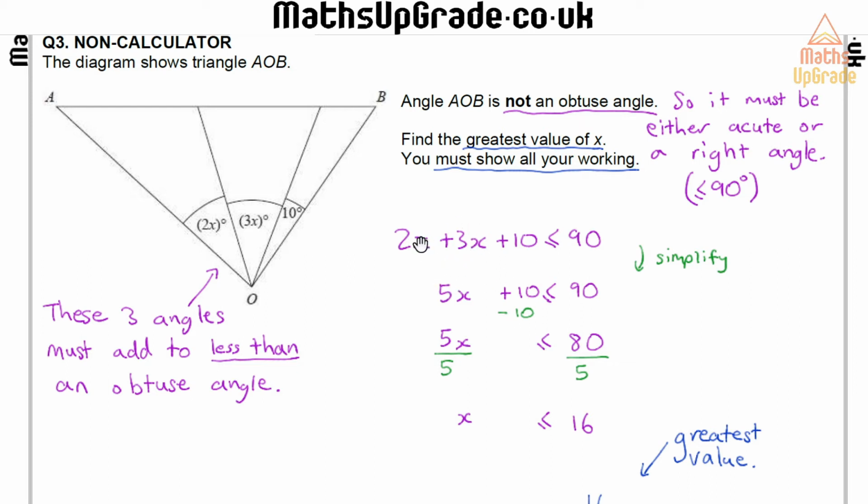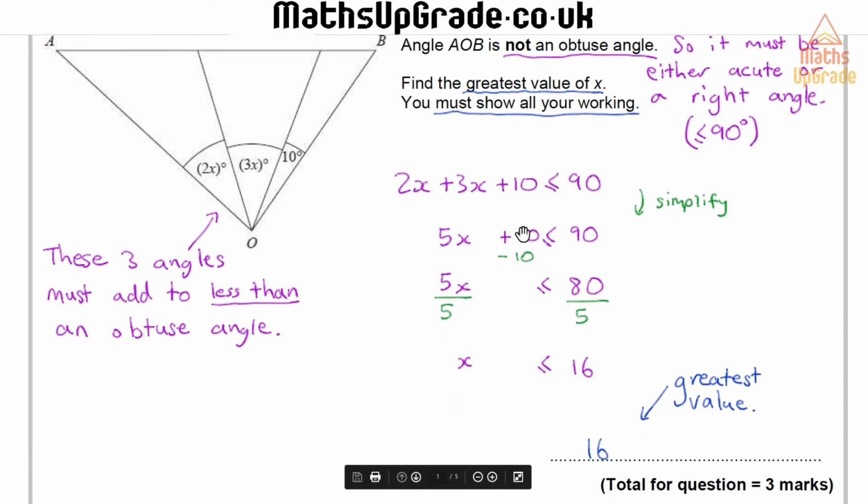So 5x, since I collect these two terms, add 10 is less than or equal to 90. I need to subtract 10 from this side, so I'm going to subtract 10 from this side. That leaves me 5x is less than or equal to 80. Dividing by 5 on both sides gives me x is less than or equal to 16. So the greatest value of x must be 16, and that's 3 marks.